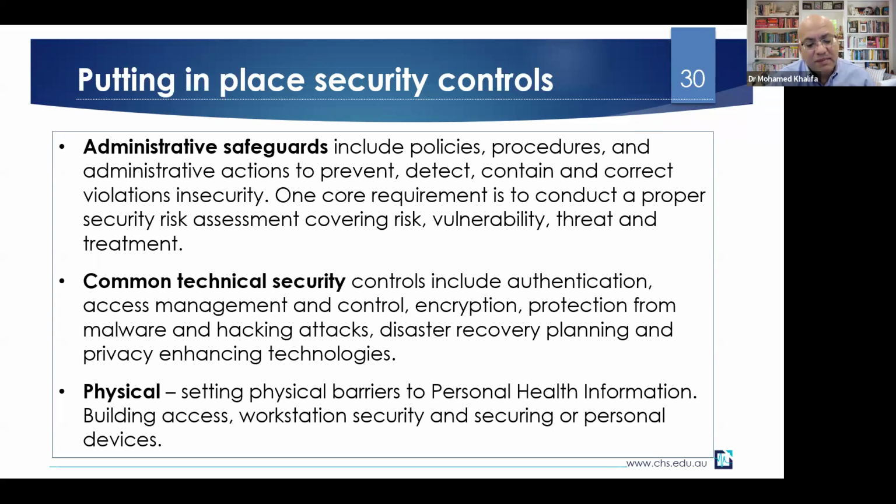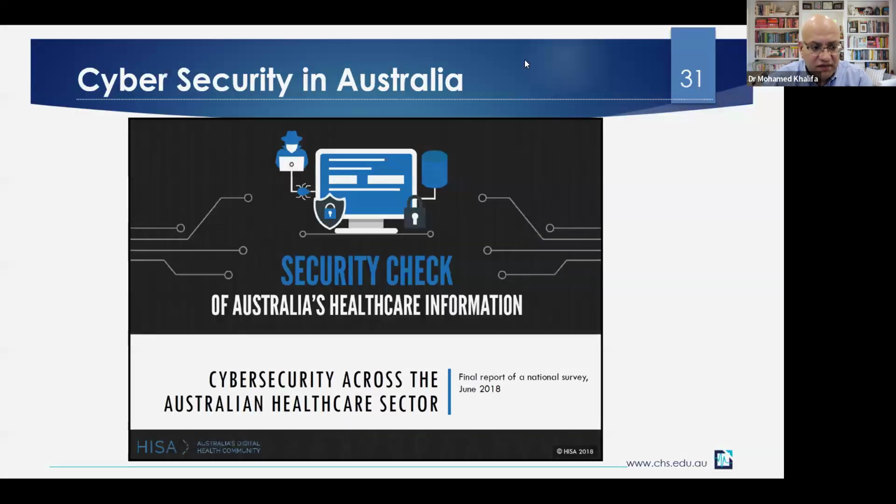The technical part is about usernames and passwords and two-factor identification and authentication, disaster recovery planning, external, for example, servers and cloud and so on. The physical ones, for example, include access to buildings, access to rooms, keys and doors, and protecting the servers in special areas, putting cameras and so on. So we have these three levels: the physical, the technical, and the administrative.